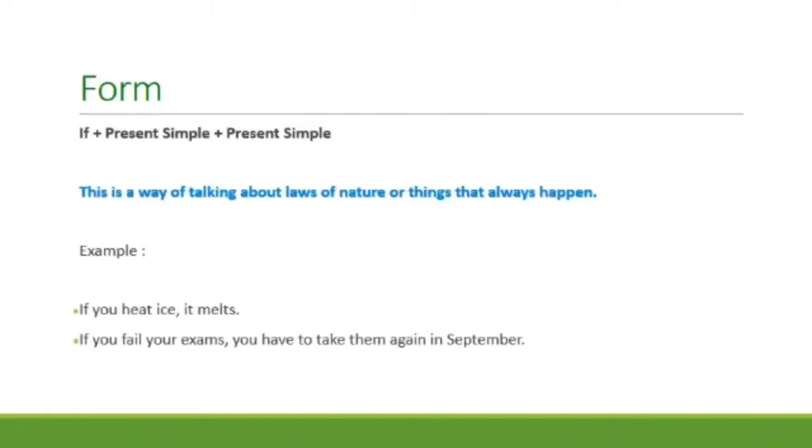Conditional type 0. Let's start. Here we have the form of type 0. It's if plus simple present plus simple present. It means that we have the if clause in the simple present, and the main clause also in the simple present. So in both clauses, we use the simple present in type 0. When do we use type 0? When we are talking about laws of nature, things that always happen, or facts.